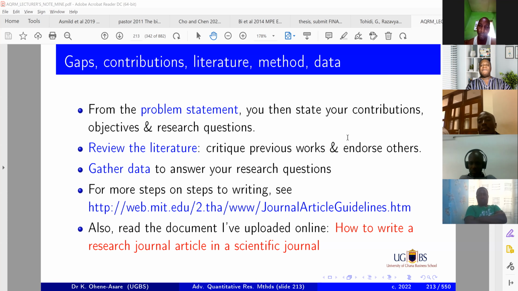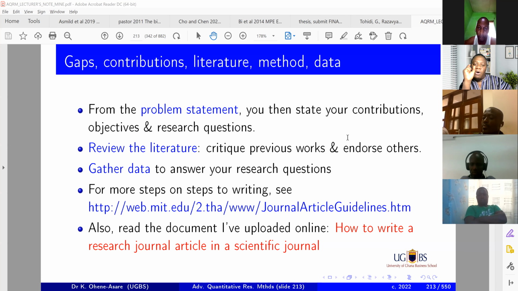Okay. Now, for more steps on this, go to the MIT, Massachusetts Institute of Technology, and there are guidelines on how to write journal articles there. I'm telling you, read that document. I've also uploaded another document, which is how to write a research paper in a scientific journal. And you can look at that and read it and let it help you.